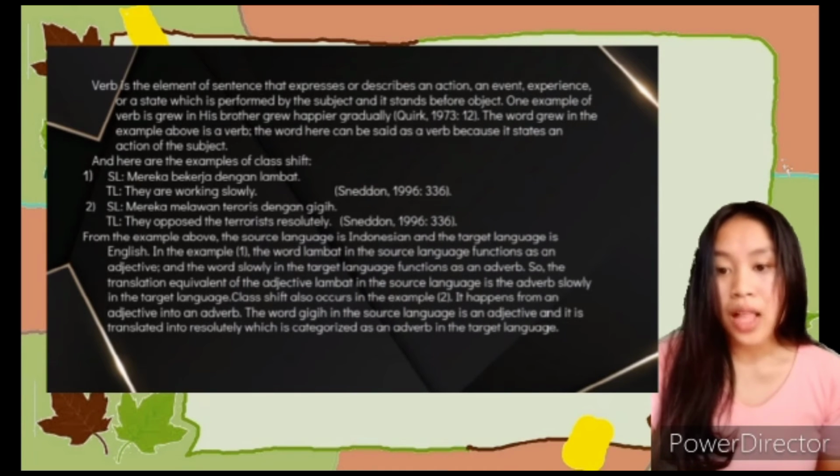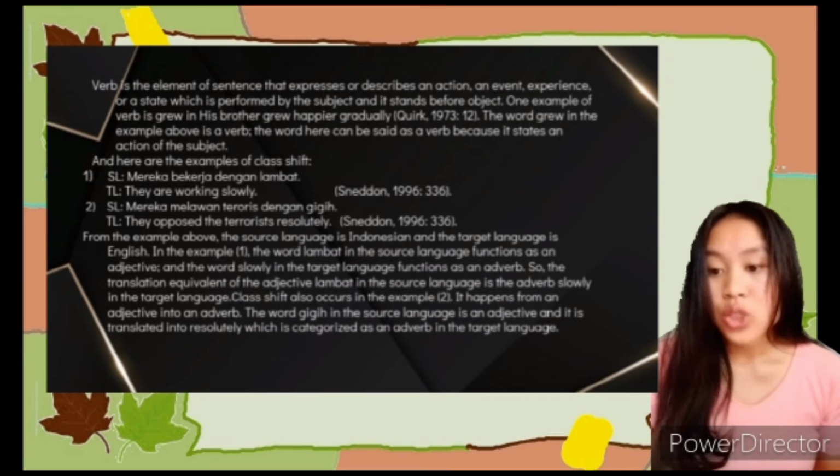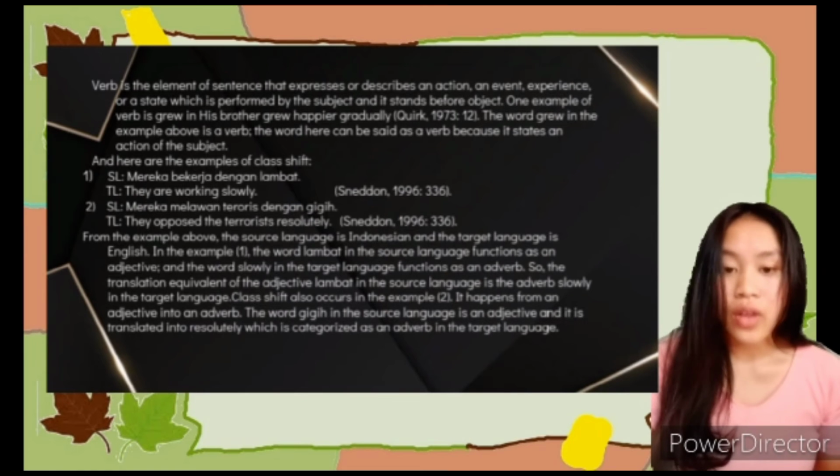From the examples above, the source language is Indonesian and the target language is English. In example 1, the word lambat in the source language functions as an adjective, and the word slowly in the target language functions as an adverb. So, the translation equivalent of the adjective lambat in the source language is the adverb slowly in the target language.